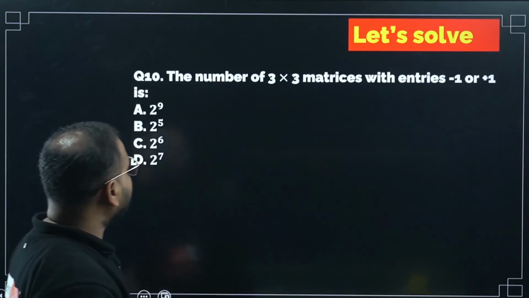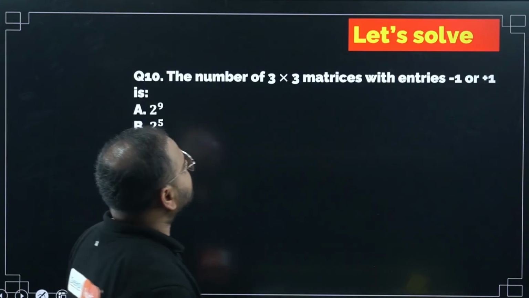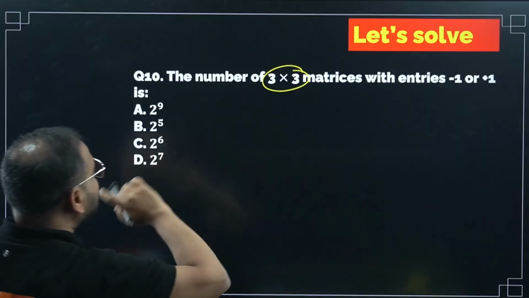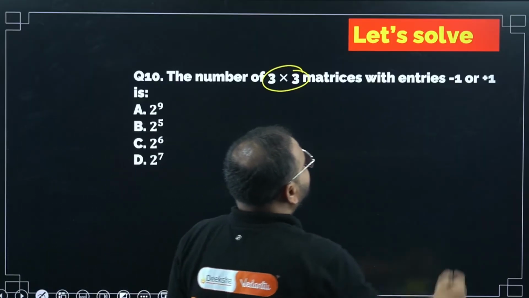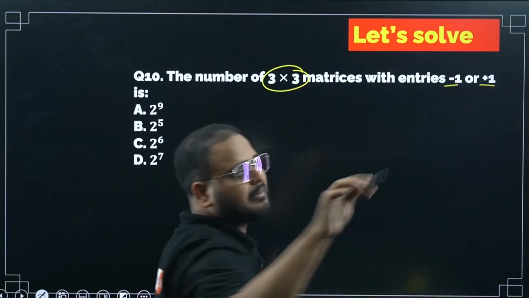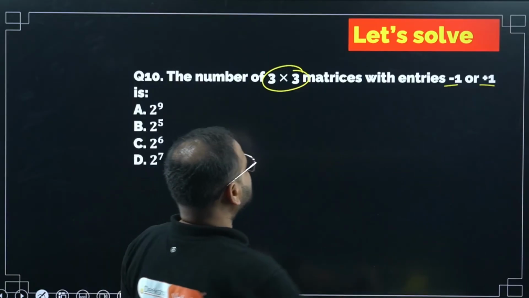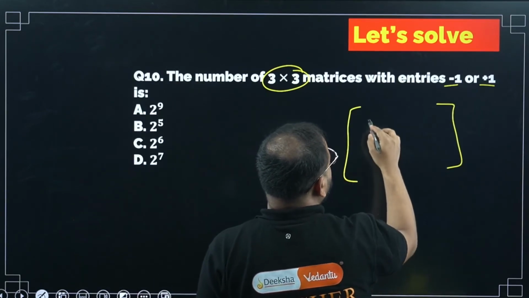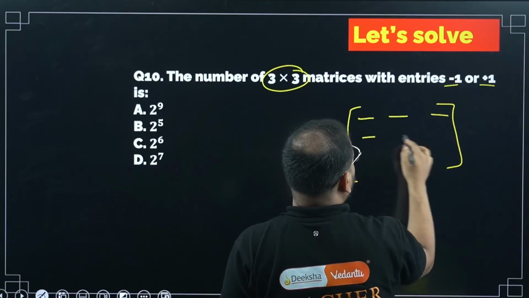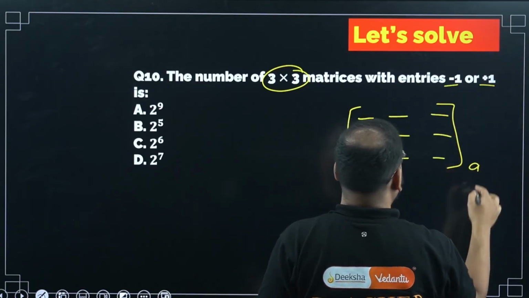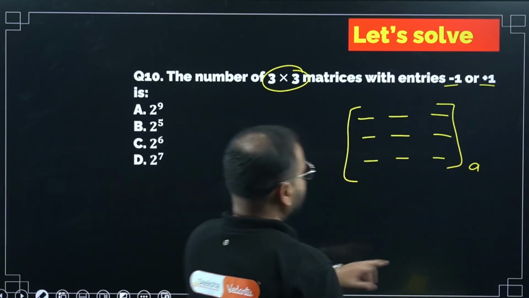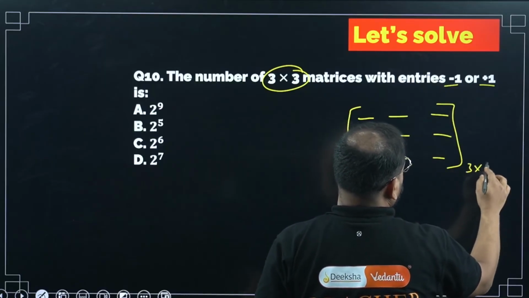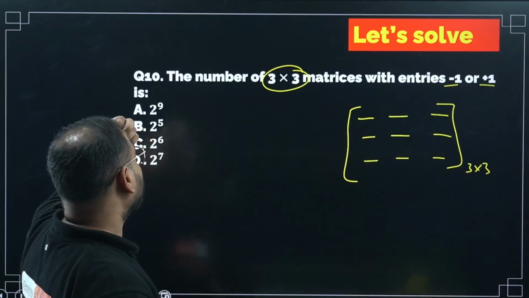Okay, 10th one. The number of 3 cross 3 matrices with entries minus 1 to 1. So this is a good question. I have a matrix of order 3 cross 3. Entry is minus 1 to 1, means I can take either minus 1 or 1. How will you write this? I will have 1 element, 2, 3, 4, 5, 6, 7, 8, 9. So total, 9 elements. The order is 3 cross 3.